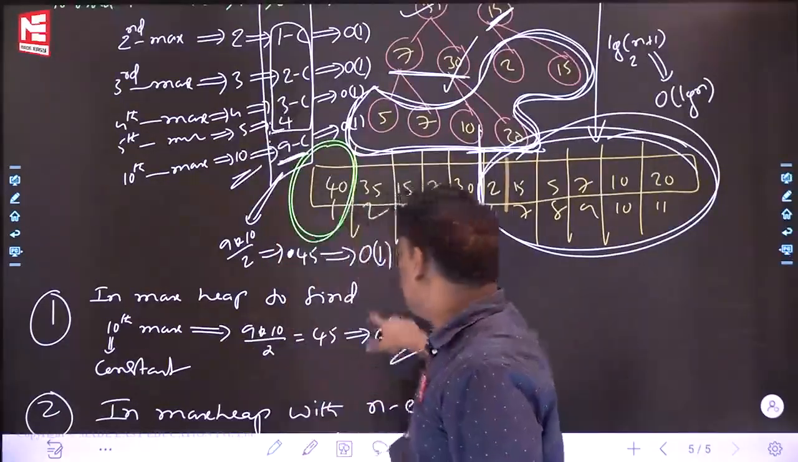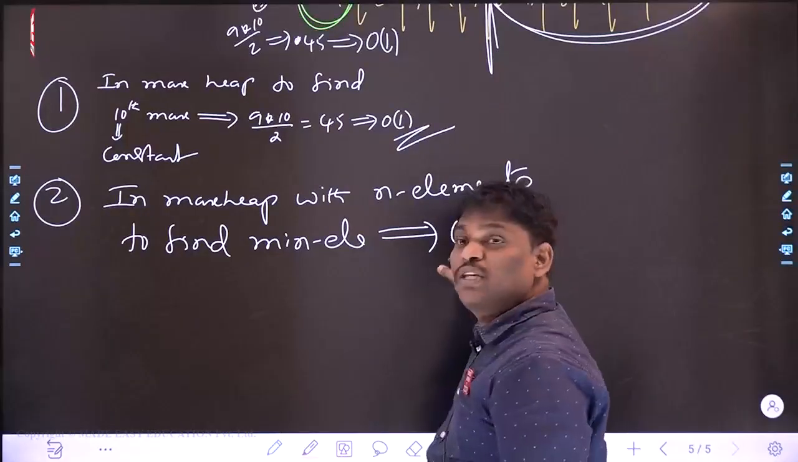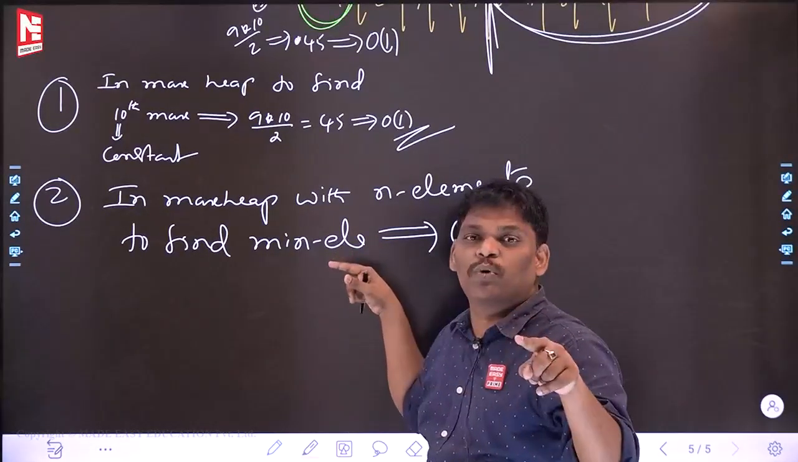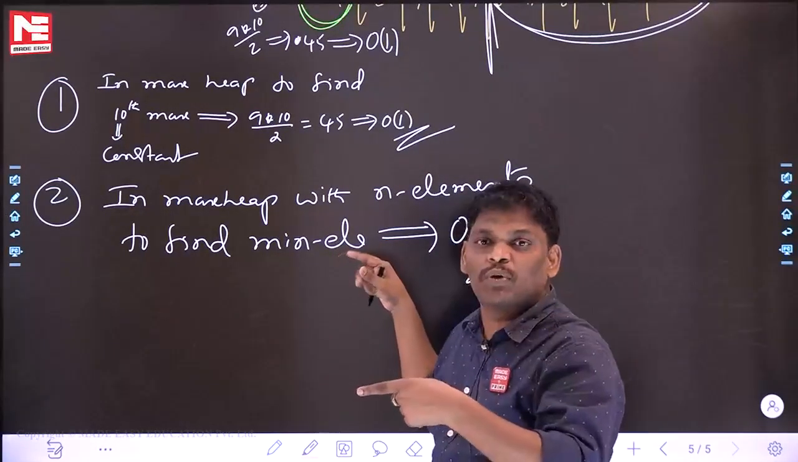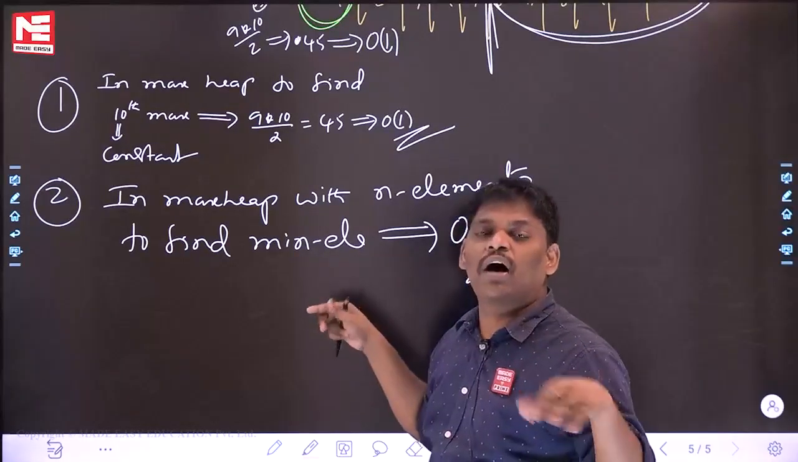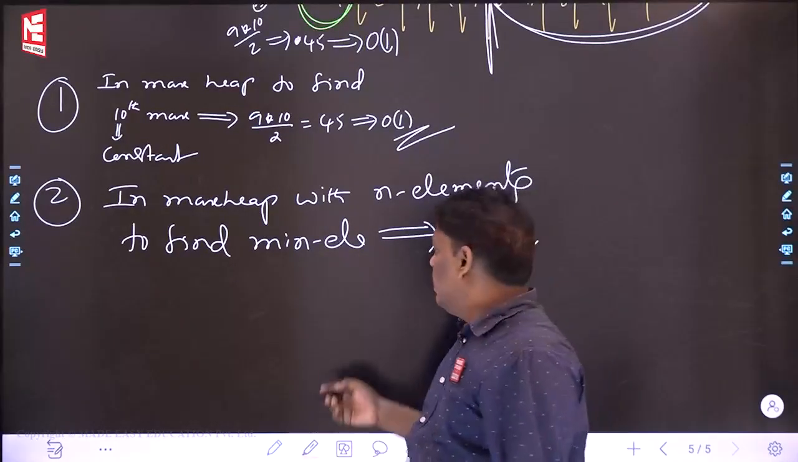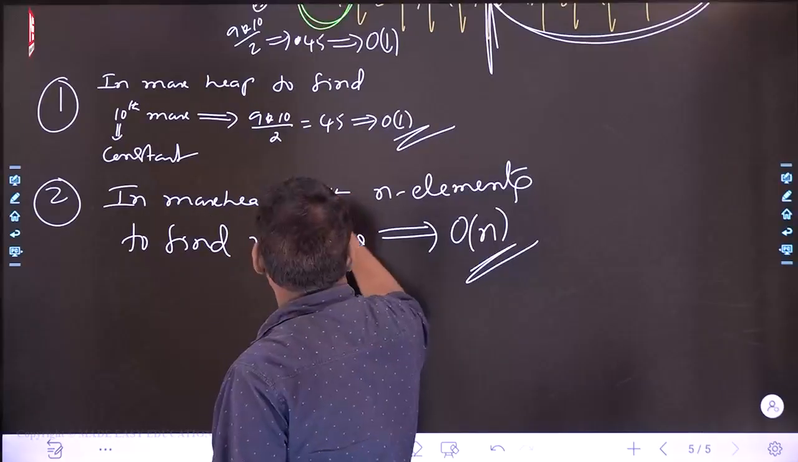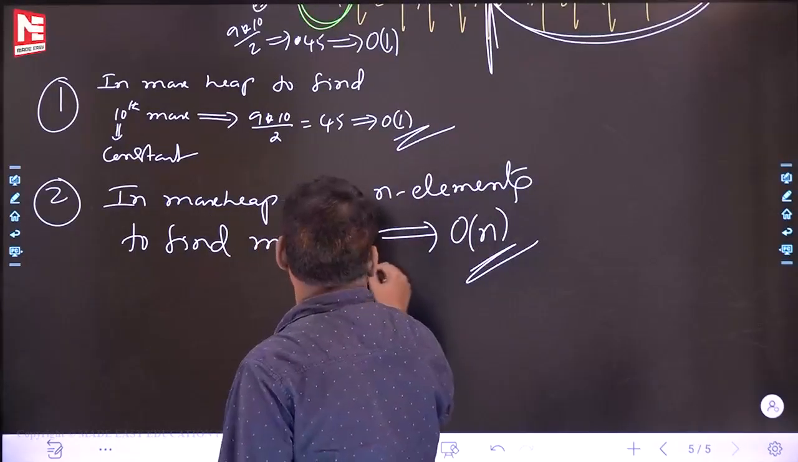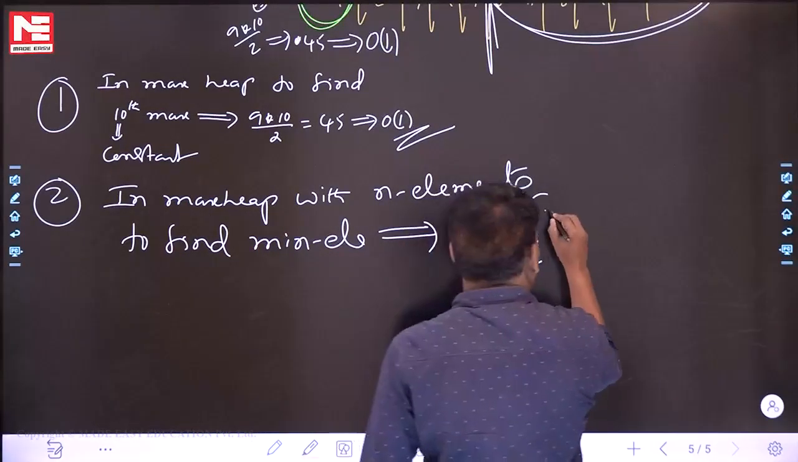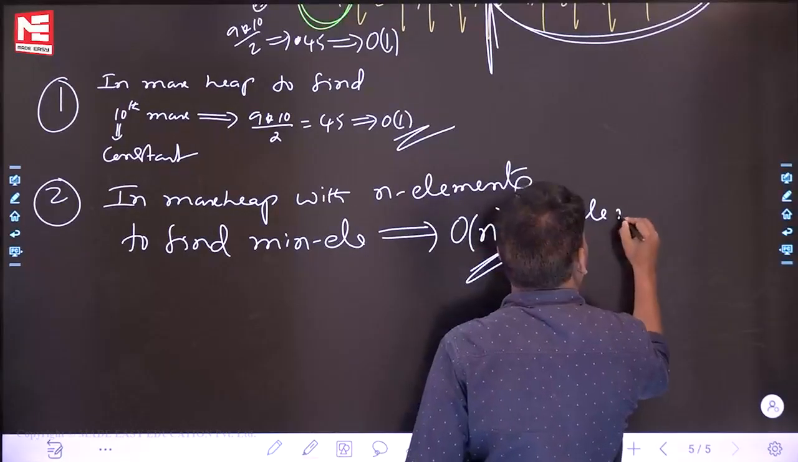But if you go like this, what is the answer? N minus 1 comparisons. One scan required, N people. The first one is compared with all other people. So one more answer is going to be, only half the people compare. See, so here N people comparing. In a max heap with N elements, to find the minimum element, order of N time, N elements compare.